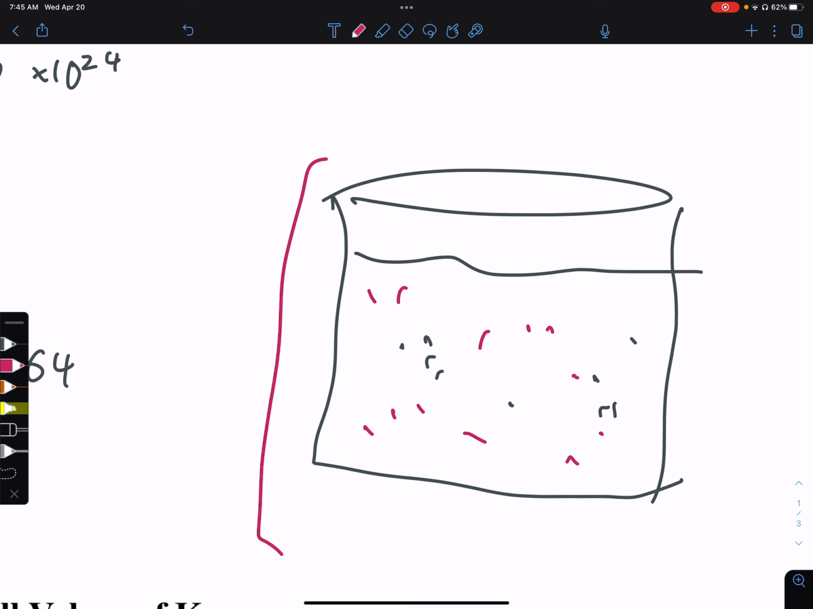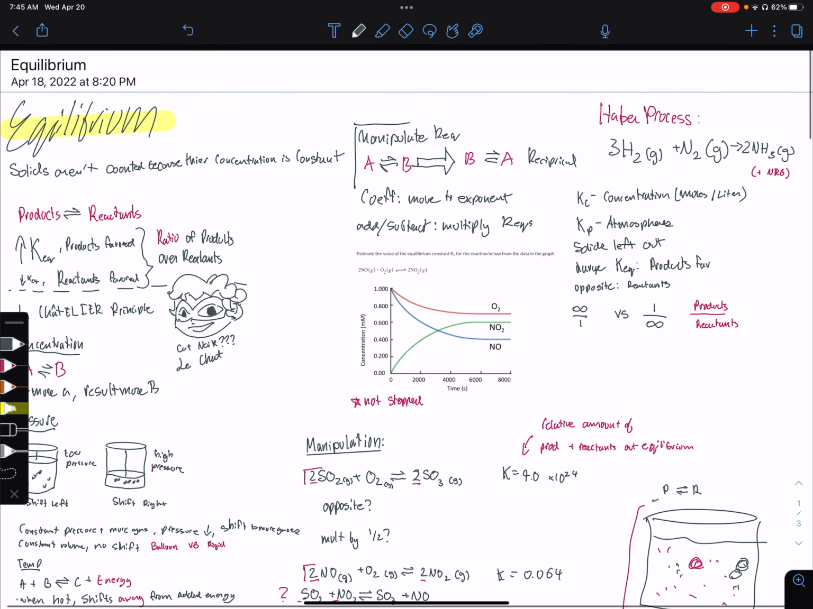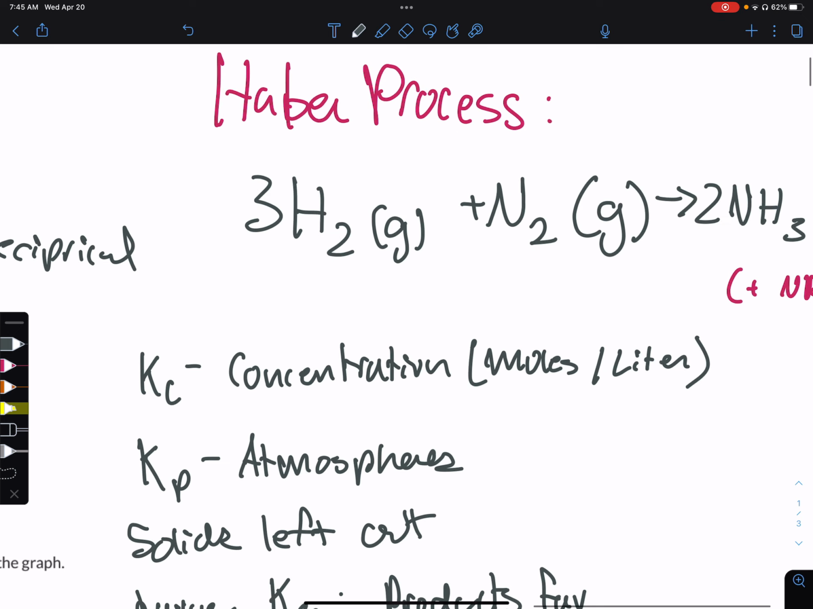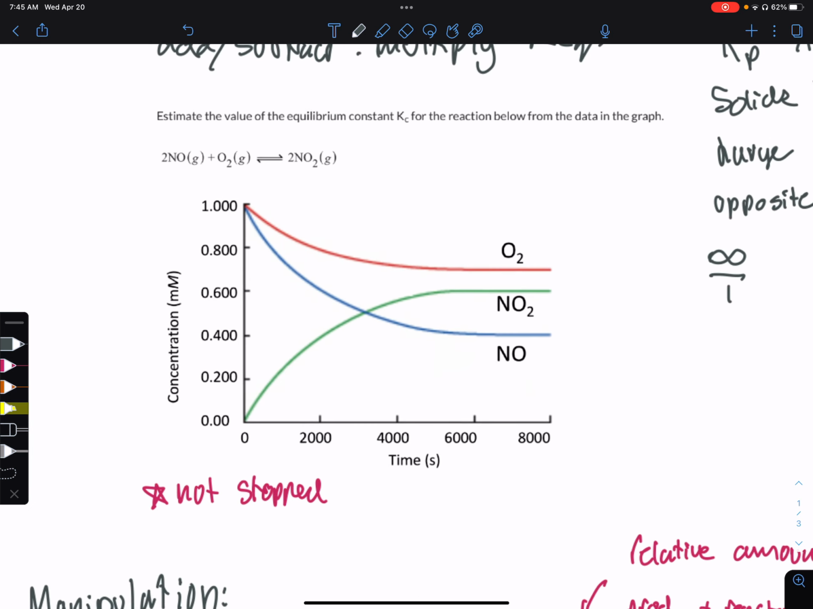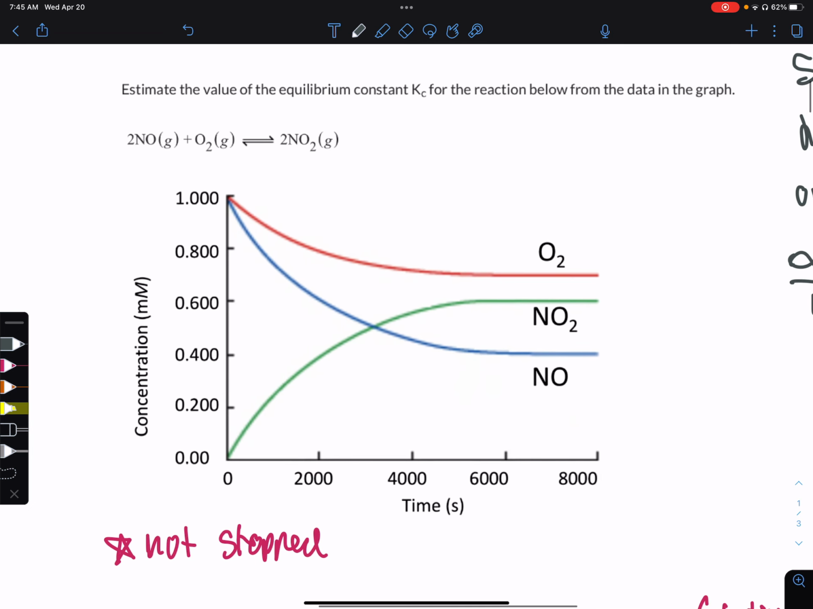How it does that is it takes different molecules and continues to react and react until there's a balance in the amount of product and a balance in the amount of reactant. In a chemical equation, this would be the product here, and this is the reactant, right? So what does that look like? Well, this graph explains it pretty well.